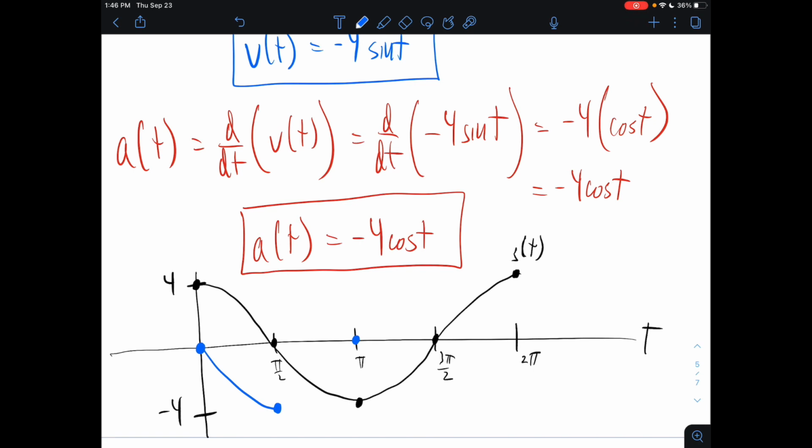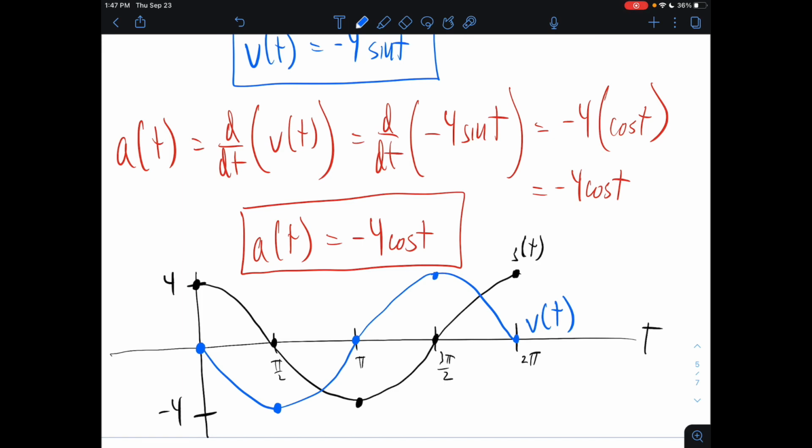And then it reaches its highest point at 3 pi over 2, and then it's back to 0 at 2 pi. This is really just the vertical reflection of 4 sine of t. So this gives us our velocity.